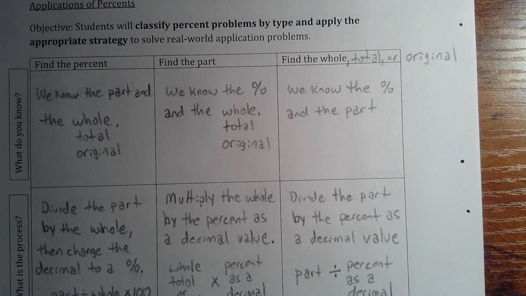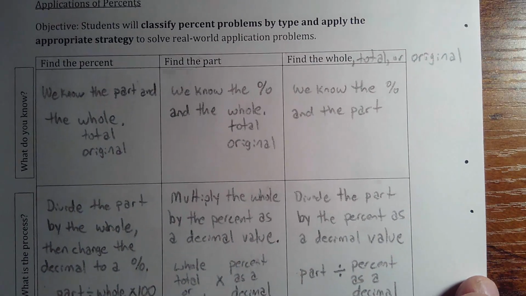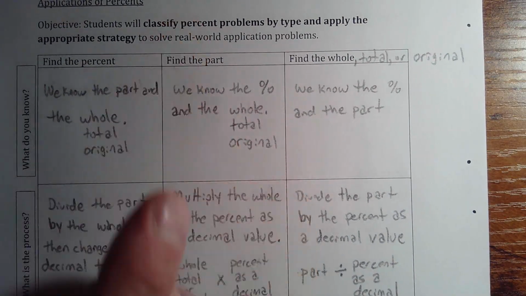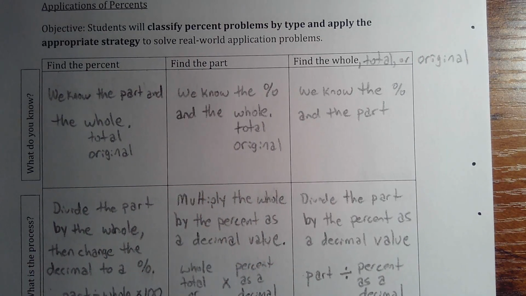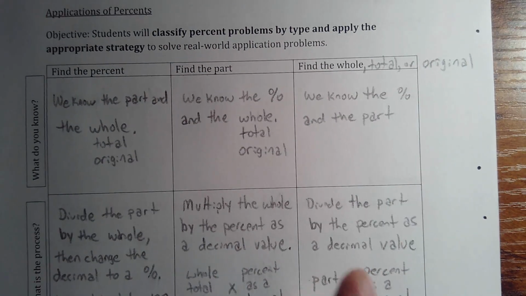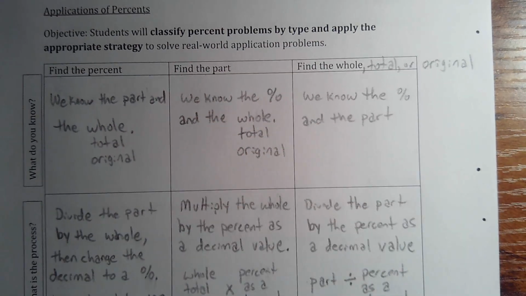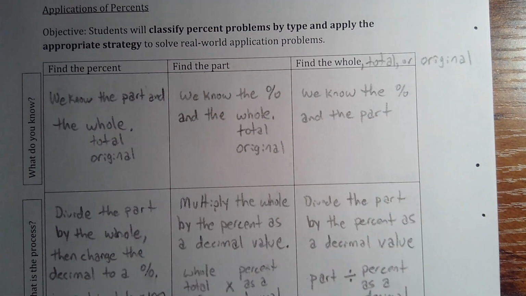Now, I usually try to do 1 page per video, but the way that this lesson works out is I want to talk about each of these and the process, and then look at an example. Then we're going to look at finding the part and its example, and then we're going to do finding the whole and look at its example. So we're actually jumping back between these two.